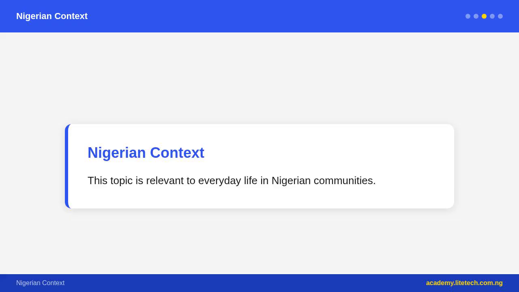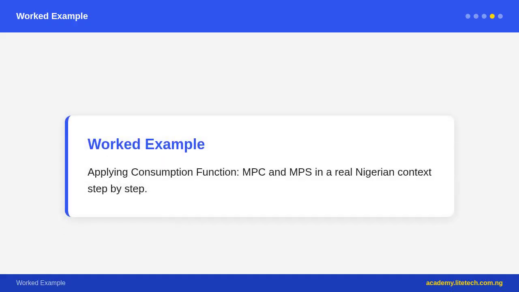Example, if A equals 20,000 naira and s equals 0.25, when Y equals 0, S equals minus 20,000, a dissaving of 20,000 naira. When Y equals 80,000, S equals minus 20,000 plus 0.25 times 80,000 equals 0, this is the break-even income. When Y equals 200,000, S equals minus 20,000 plus 0.25 times 200,000 equals 30,000 naira saved. The average propensity to save, APS, equals S divided by Y. APC plus APS also always equals 1.